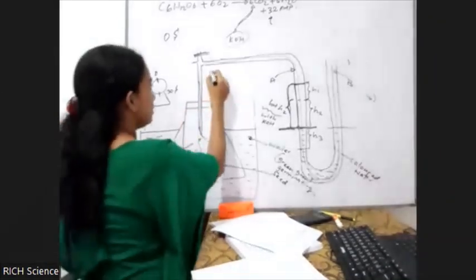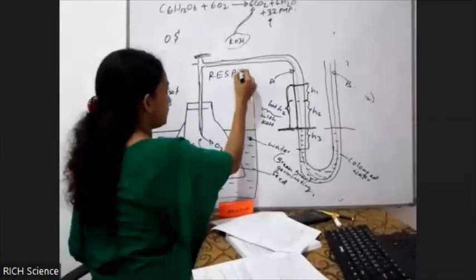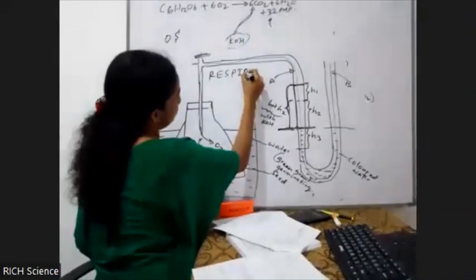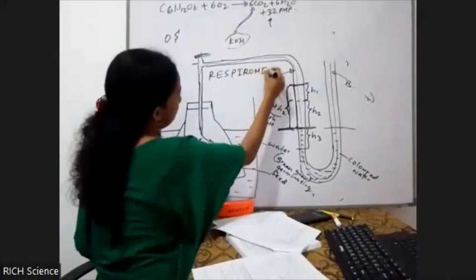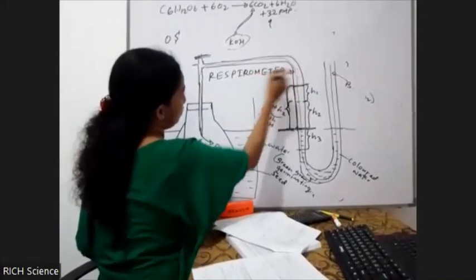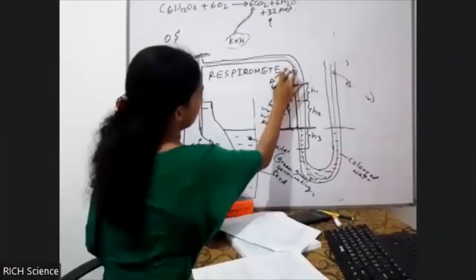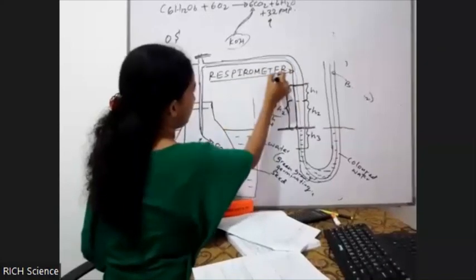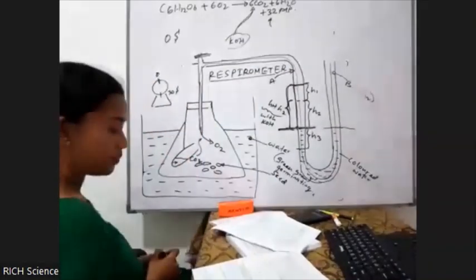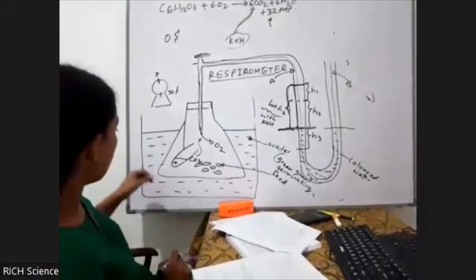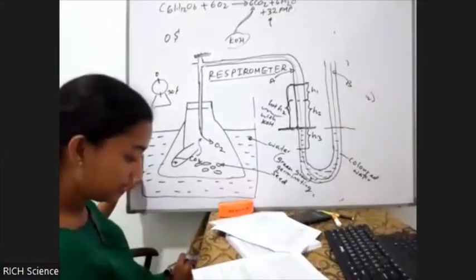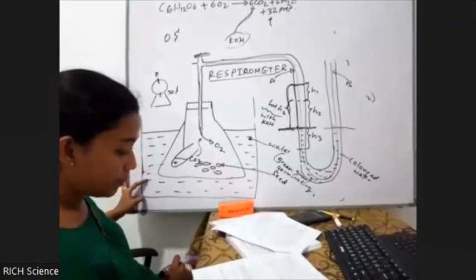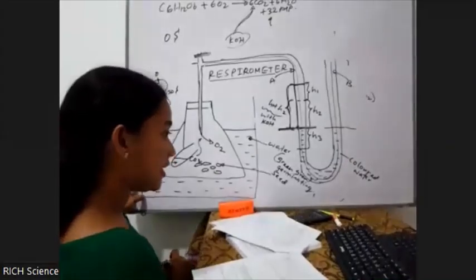Respirometer. This is the respirometer. And one means water beaker. Two, potassium hydroxide containing ignition tube.